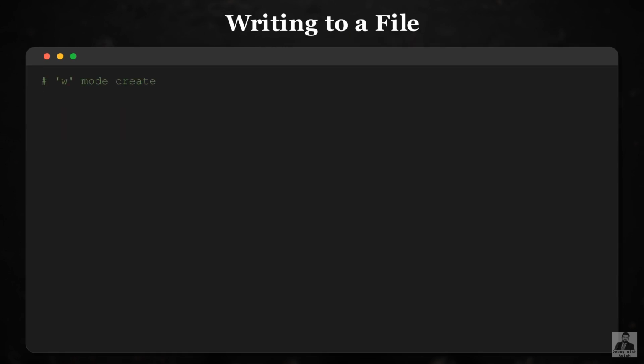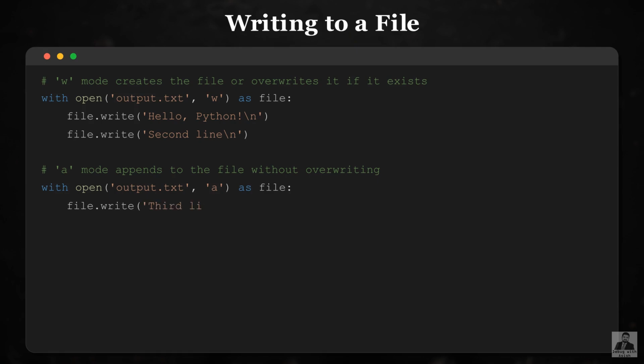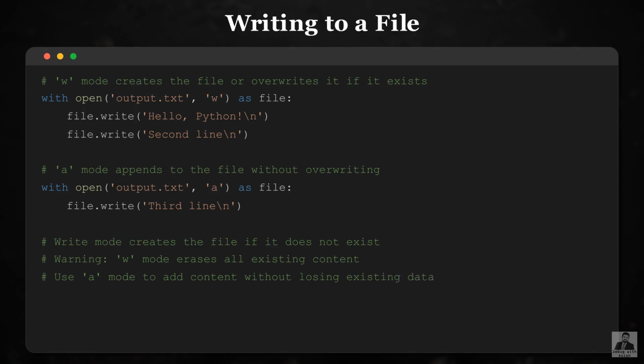Write mode, indicated by the letter W, creates a new file or completely overwrites an existing one. The write method takes a string and writes it to the file. The \n adds a new line character so each write starts on a new line. Append mode, indicated by the letter A, adds content to the end of an existing file without erasing what is already there. Always be careful with write mode. If the file already has important data, use append mode to avoid losing it.